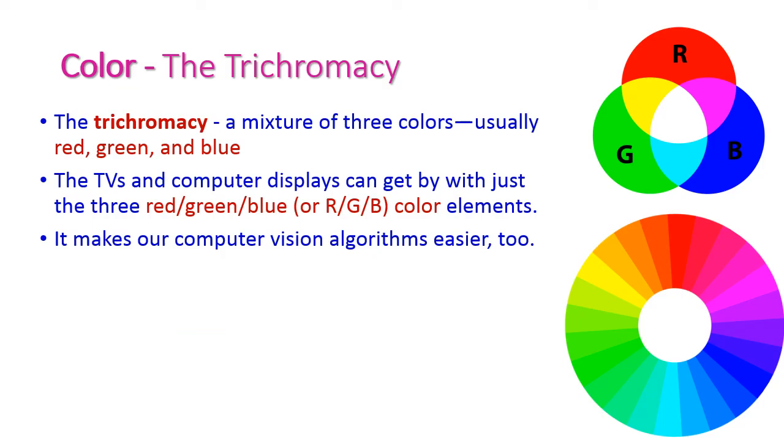The next one is trichromacy. Trichromacy means a mixture of three colors, normally red, green and blue. By using these three colors we can create millions of other colors, and TV and computer displays use only these three color elements to create all the other different colors, right? And it makes it much easier for our computer vision algorithms to identify a color.